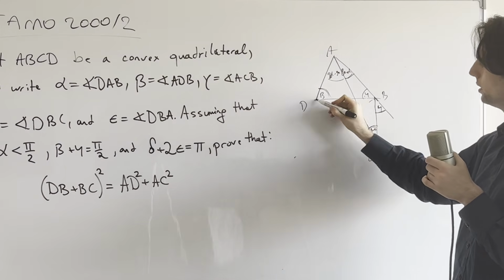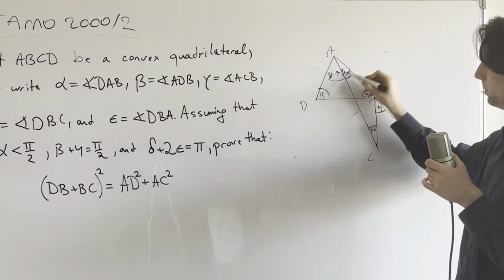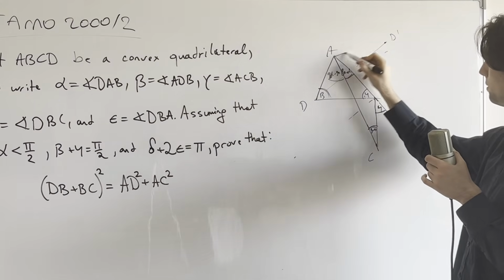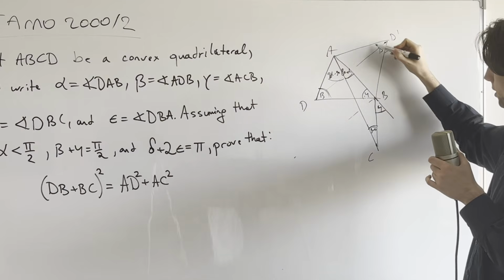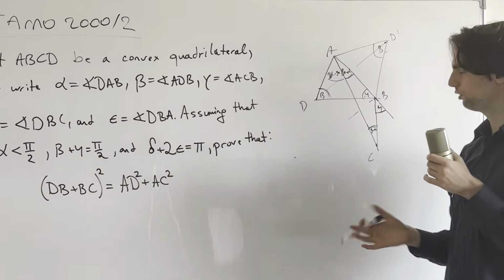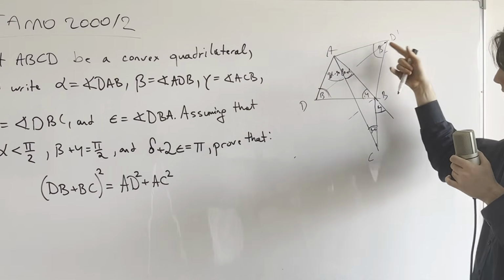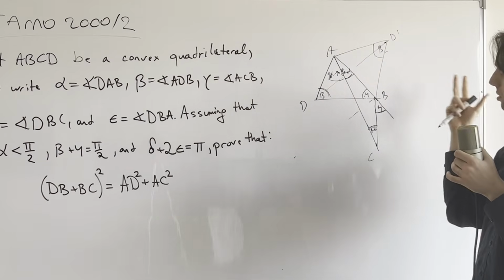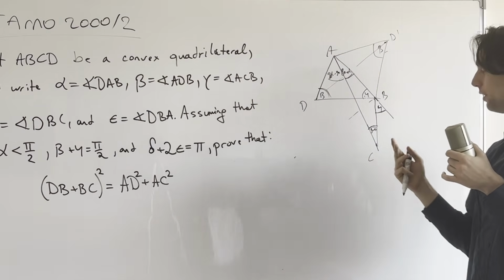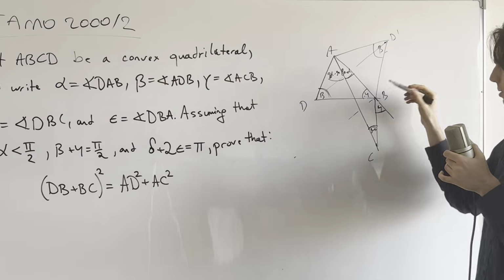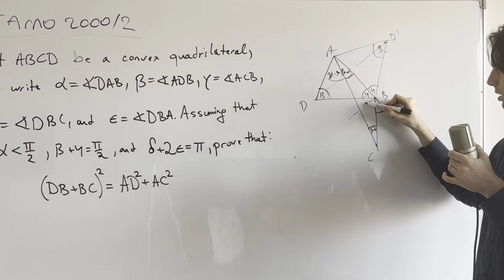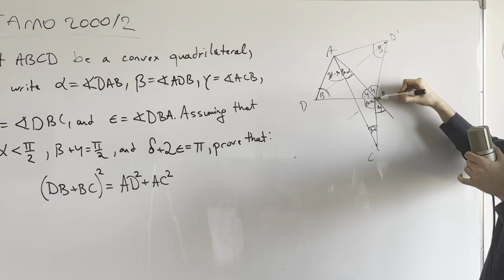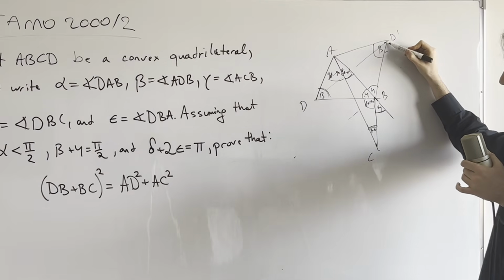What if I reflect D over here with respect to AB to the point D prime? Then I have beta here, and I should get some other angles. I have A, and this angle, now I want it to be 90-ish. And once I actually think about it, wait a second, this is gamma. This is 180 minus 2 gamma. So C, B, and D prime are collinear.